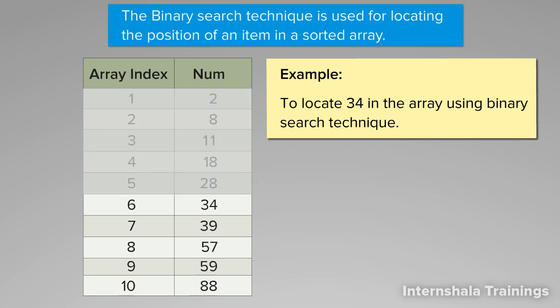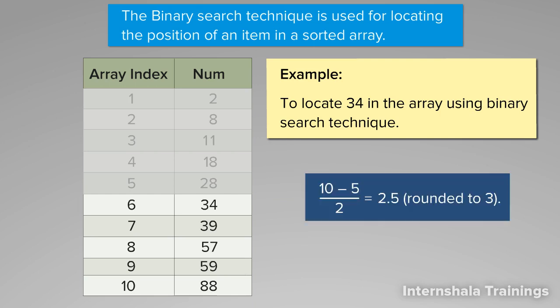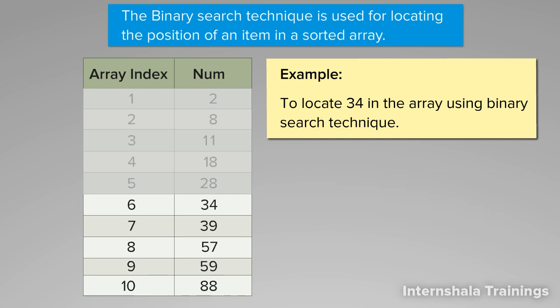Now, we split the 5 elements in the second half of the list into half, that is 10 minus 5 divided by 2. The result is 2.5, which can be rounded to 3. The third element in the second half is actually the 8th element of the entire array. At the 8th position, 57 is located, which is greater than 34. So, we search the number in the lower list, that is, a lower index is needed.